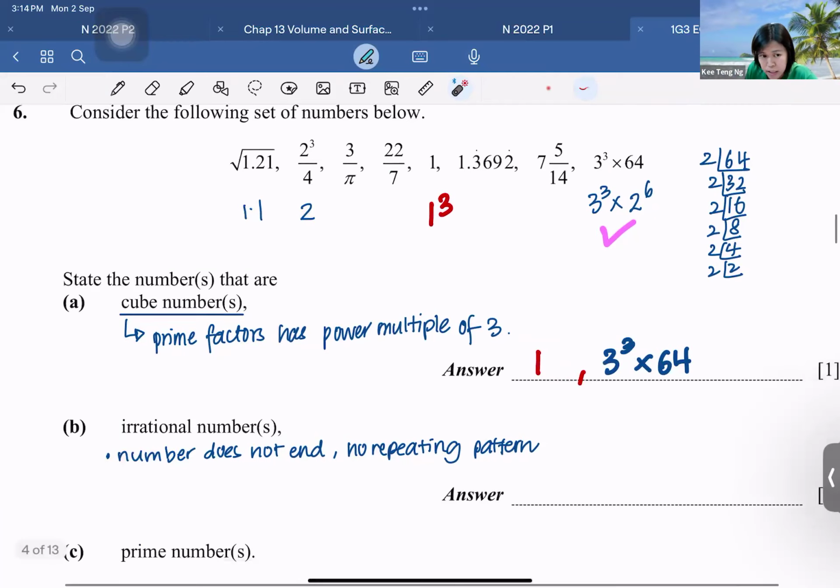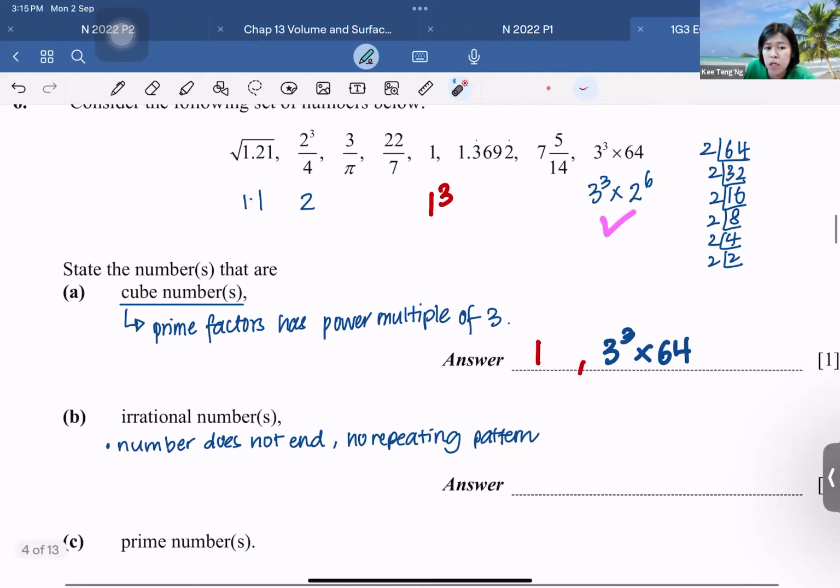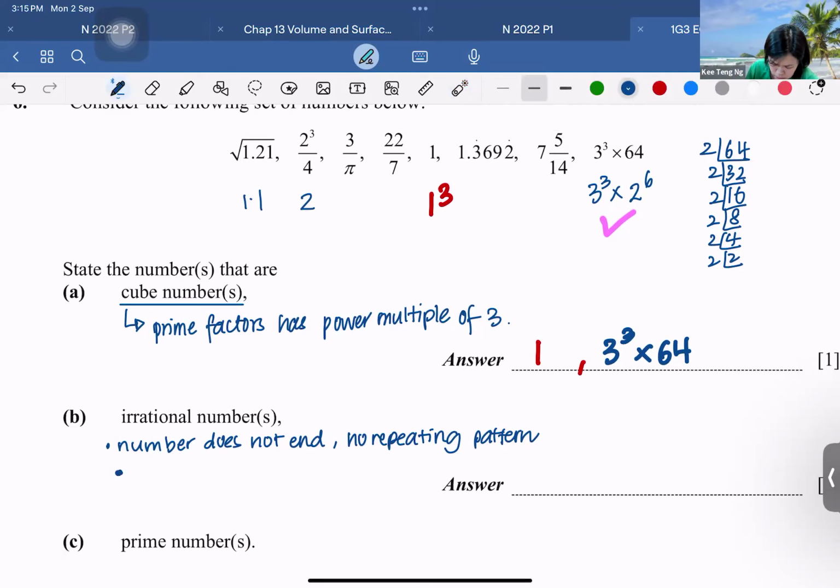Okay. Next one. What is an irrational number? Irrational numbers have a couple of tricks that you should take note of. Number 1, irrational numbers are not fractions. Okay, an irrational number cannot be written as a fraction. So definitely some of you will choose 22/7. No, this one is not, because this is already a fraction. So that's definitely not an irrational number.